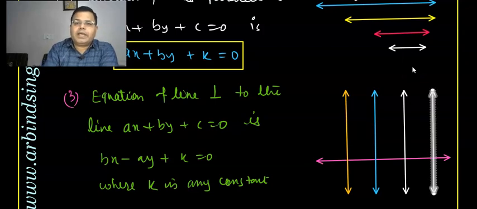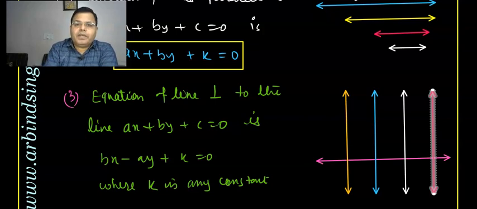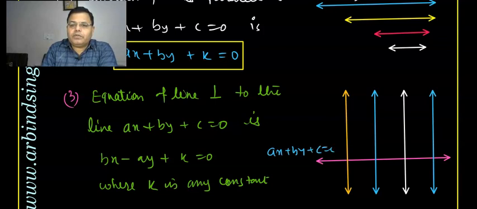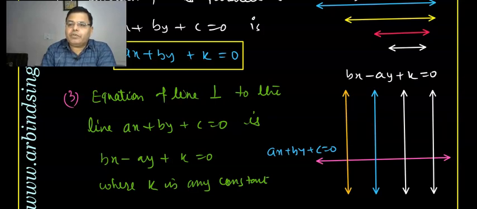They are forming a similar character, and therefore they are a family of lines, because all of them have the same character. So if the equation of this line is ax plus by plus c is equal to 0, right? Then the equation of all these lines will be bx minus ay plus k is equal to 0. For different values of k, there will be different lines.